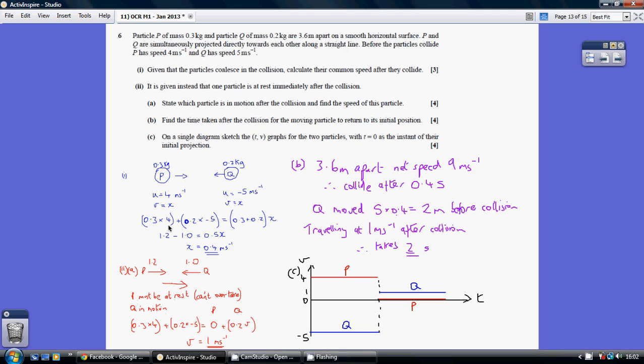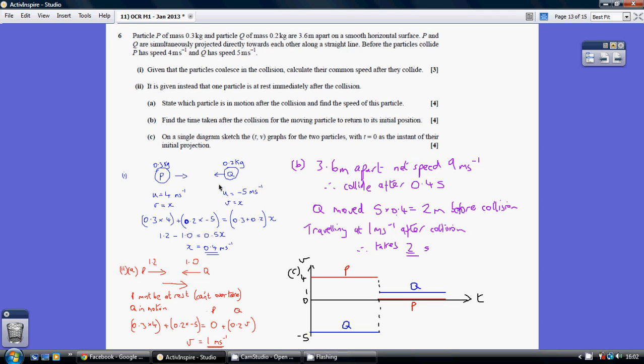So bearing this in mind, our left hand side stays the same, but on our right hand side, the momentum of P is now 0 because it's at rest. So Q is 0.2 times its speed, so that allows us to work out that V is 1 meter per second.